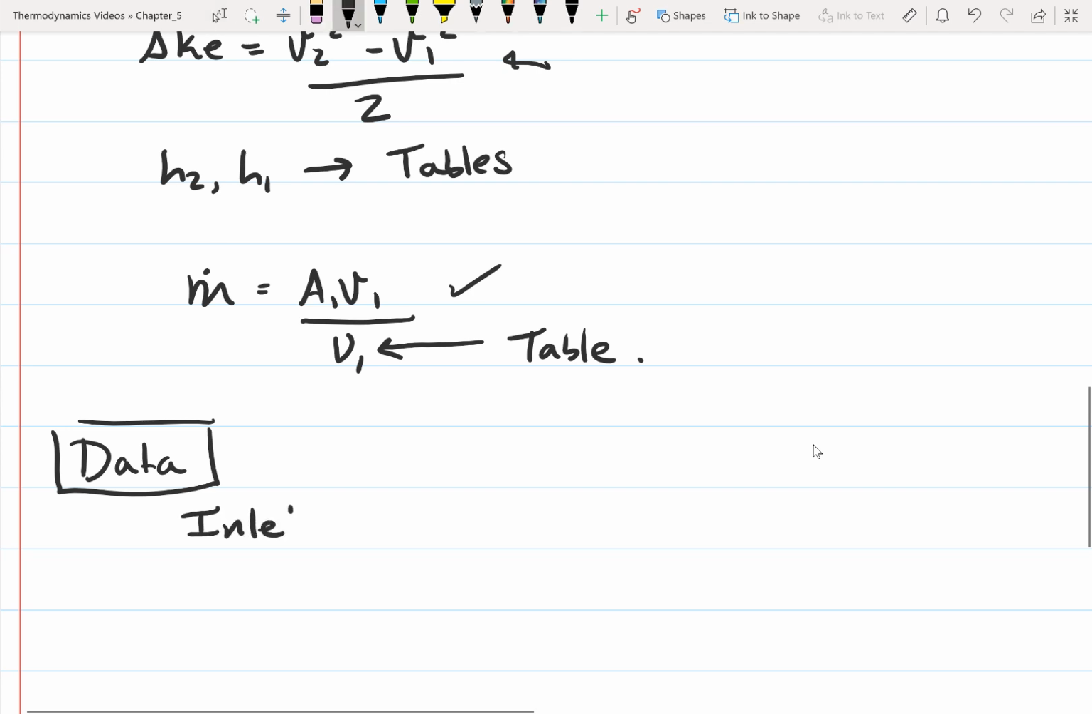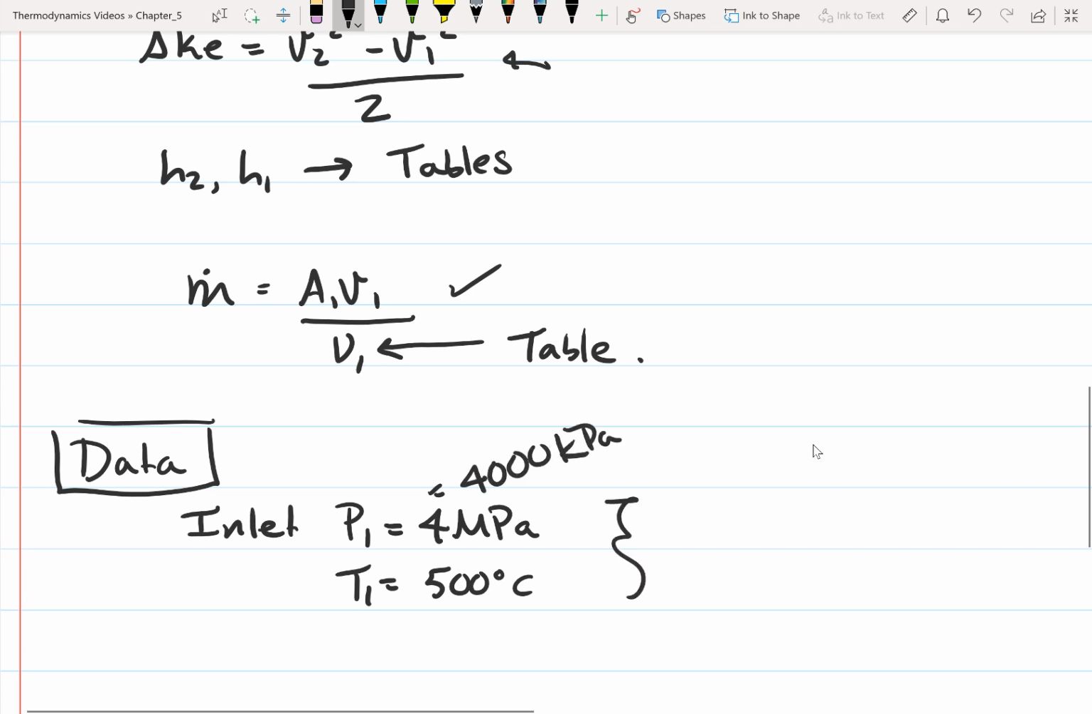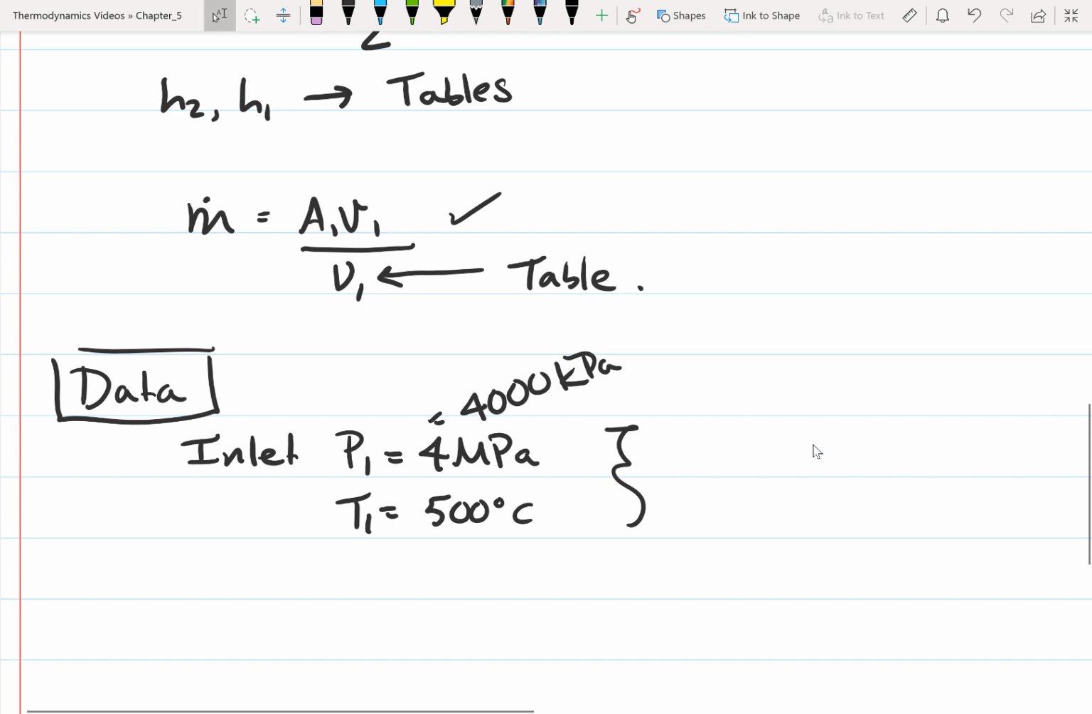So at the inlet, the pressure is 4 megapascals and T1 is 500 degrees Celsius, and this is 4,000 kilopascals. So what I want to do first, I'm fairly positive this is a superheated vapor, but I just want to verify that to make sure that I'm assuming the right phase, because if it's not a superheated vapor, we can't use the superheated vapor table to look up the enthalpy and the specific volume. So we want to determine the phase.